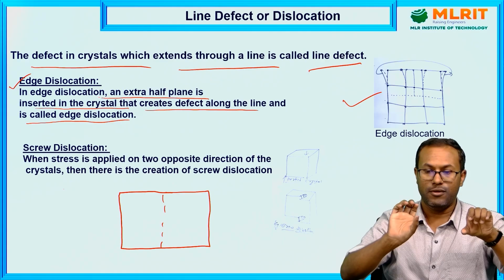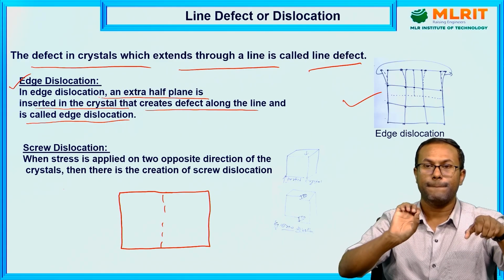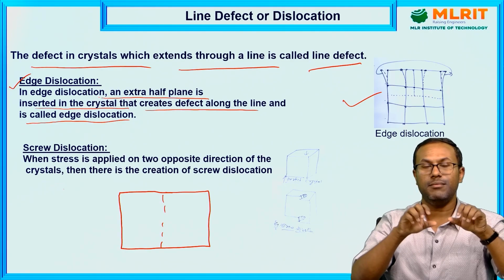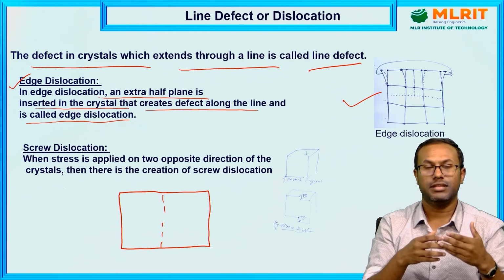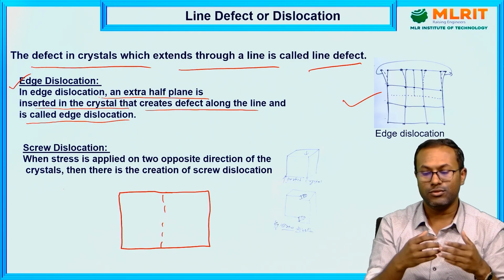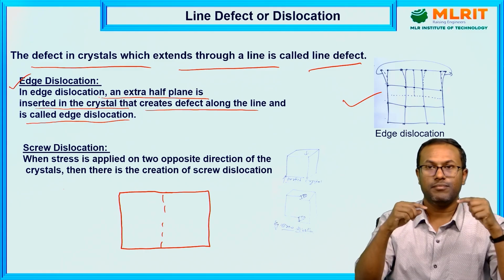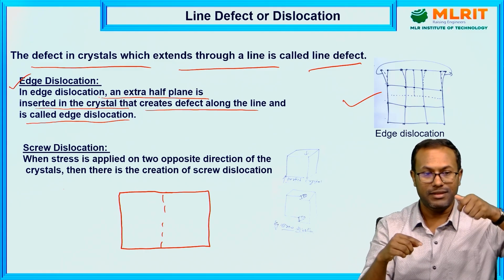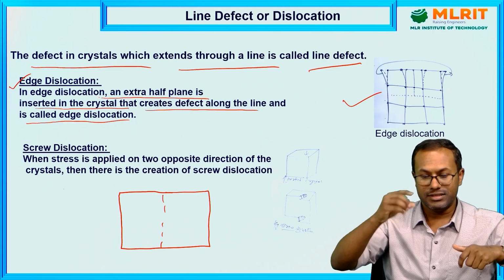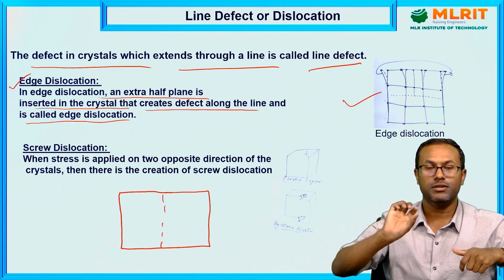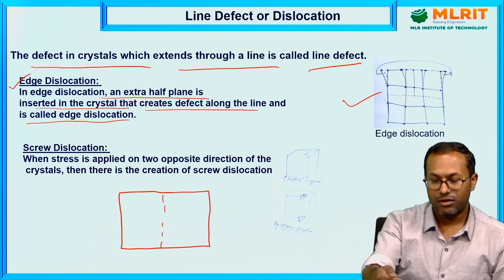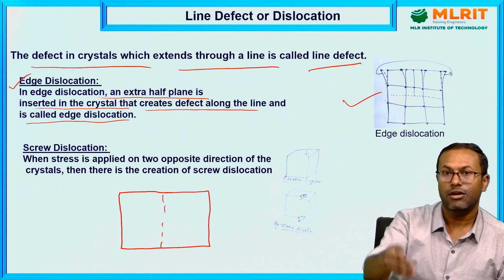So it will happen like this: you dislocate the crystal structure in this way. That's why it is called a screw. A screw rotates and inserts when it is applying some force. On the other side you are applying some force in the opposite direction, so it will make some dislocations or defects along the line in the middle of the crystal.